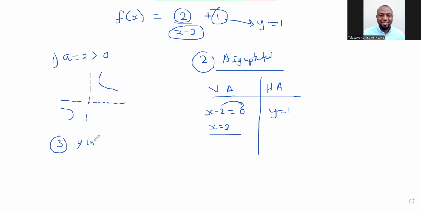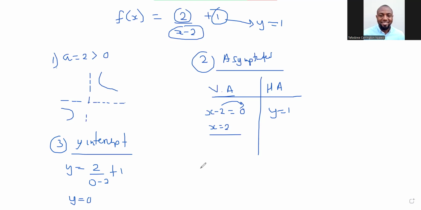Then after that, I'm finding my y-intercept, which is my step number 3. Remember, for the y-intercept, x is equal to 0. So where there is x in the original equation, I am going to put 0. So here I put 0, then minus 2, plus 1. You can see that therefore y is going to be equal to 0.